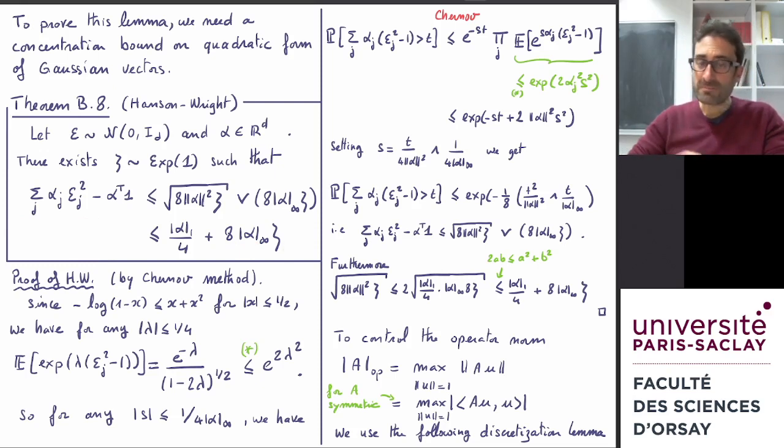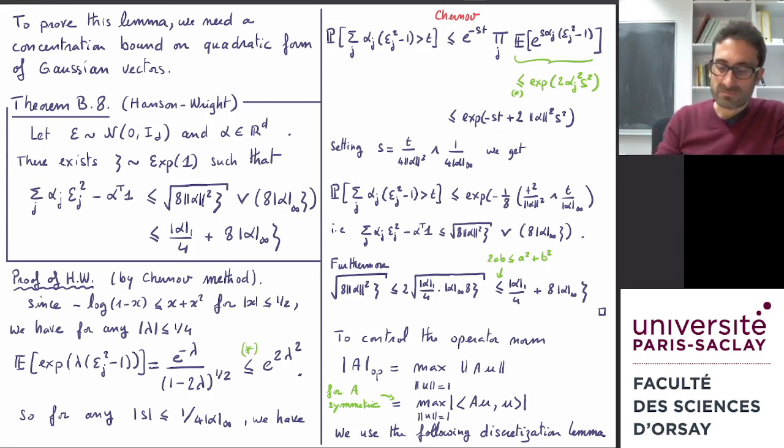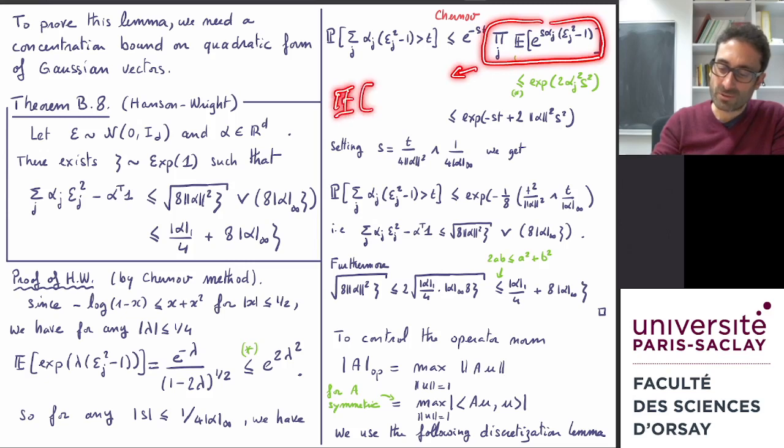The proof is very simple, and it is based on the Chernoff method. So when we want to use the Chernoff method, what do we do? We start from here, and we compare the probability with this quantity here, which is the characteristic function of this quantity. So this is exponential minus, okay, sorry.